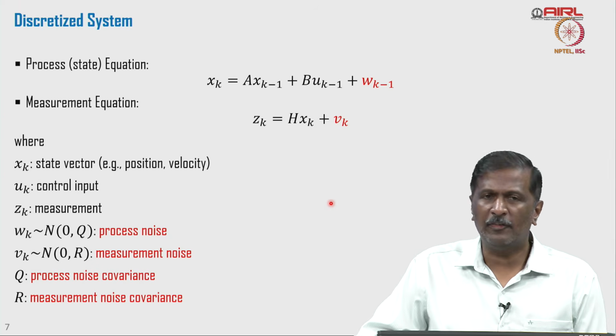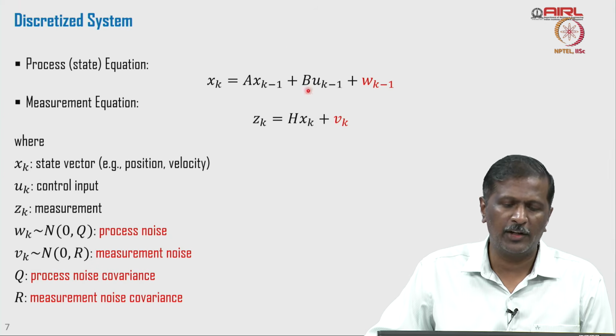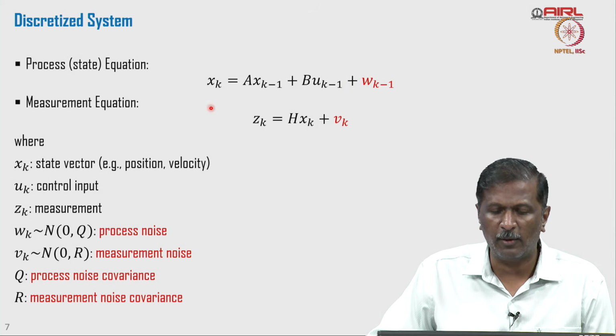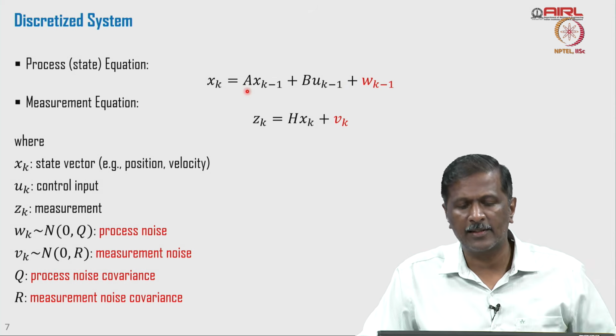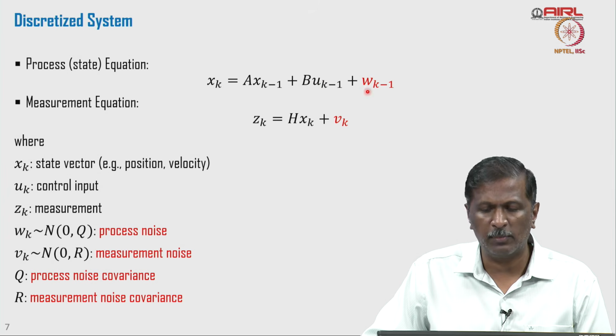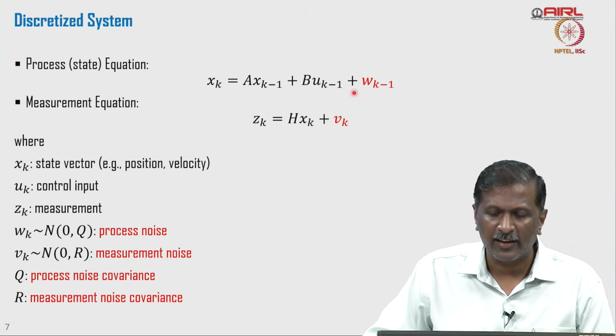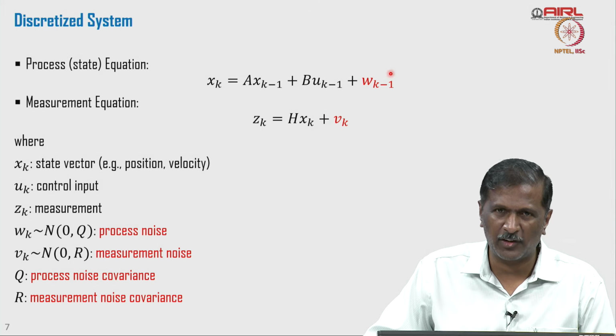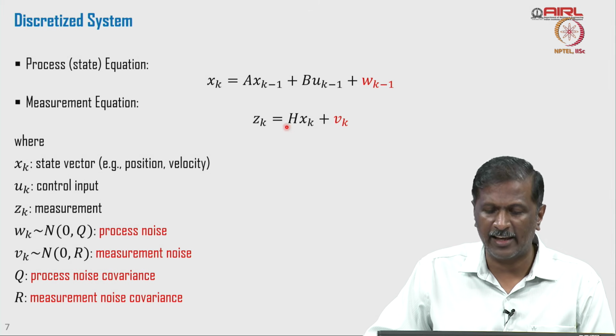Now, if I discretize the continuous system and represent it in discrete form, xk is equal to A xk minus 1 plus B uk minus 1 plus wk minus 1. I am just representing this in red, I will explain it a little later. The measurement equation is zk equal to H xk plus vk.